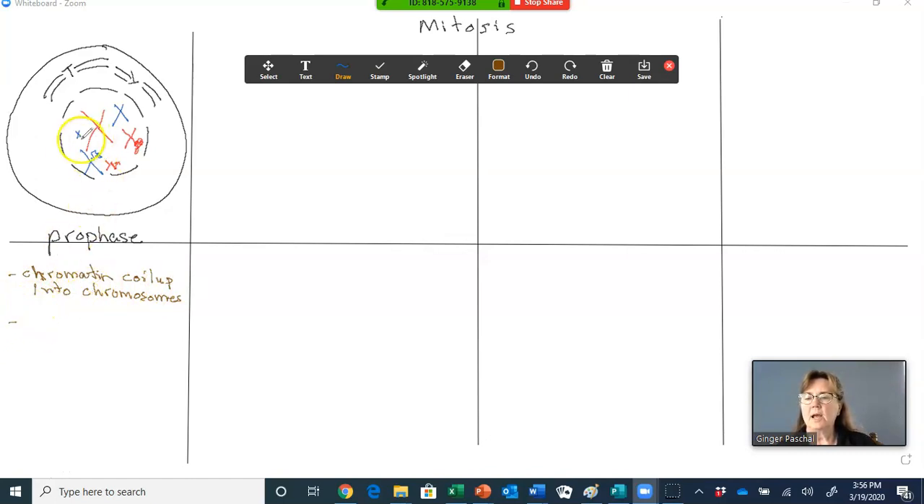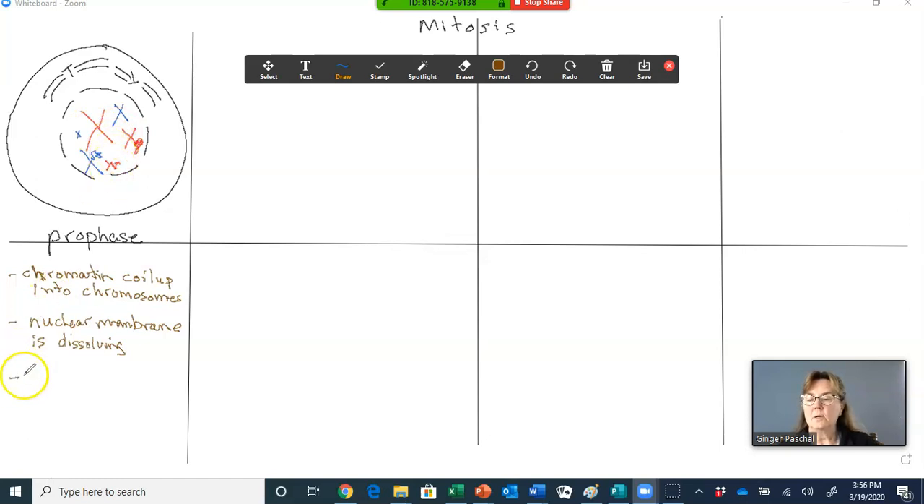So the second thing that happens, or an additional thing that happens, is, why did we draw this dashed line? Do you remember? Correct. The nuclear membrane is dissolving. It's going away because we need the nucleus to go away because we're going to do things with the chromosomes inside.